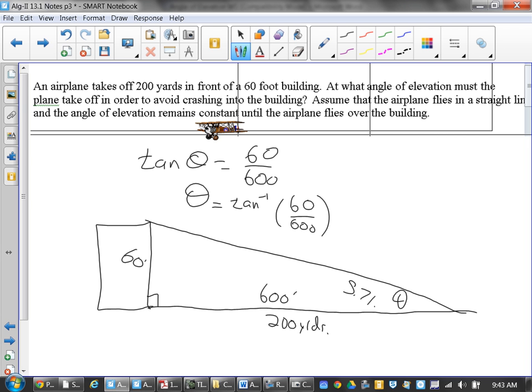Press the button that says mode. You're in degrees. Okay. There you go. So, like I said, not that difficult, is it? No. All right. Let's try a different one.